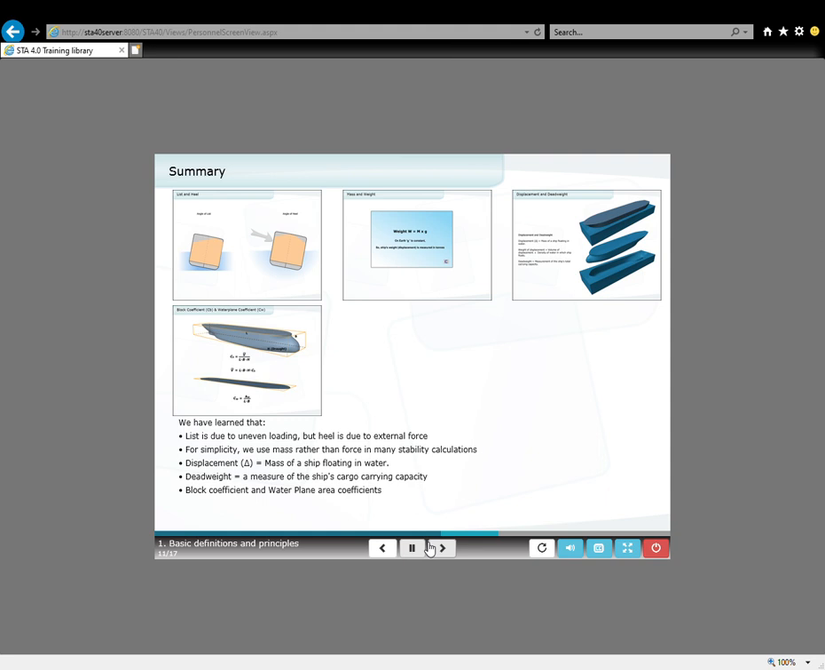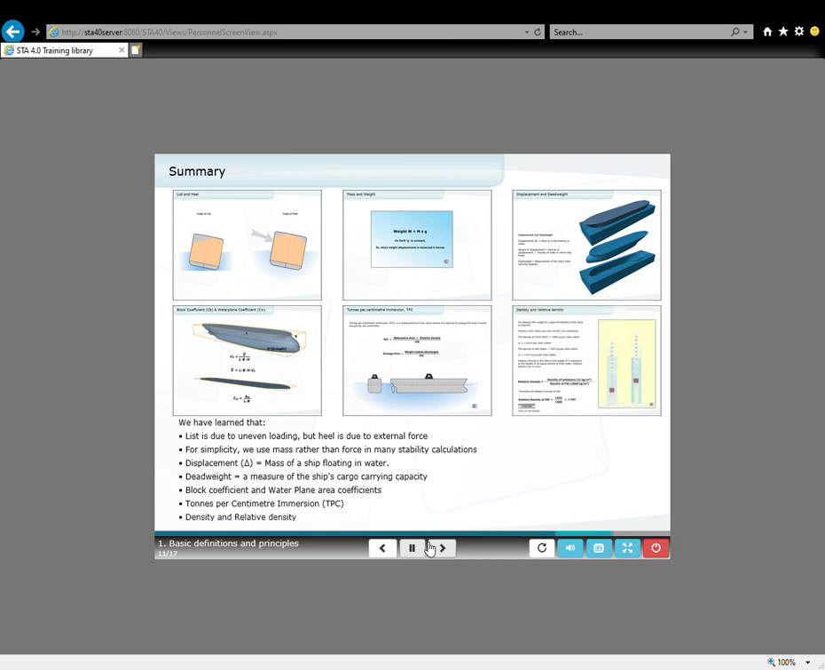The block and water plane area coefficients give a guide to the ship's form and can be used in stability calculations. Tons per centimetre immersion, TPC, is a measurement of how many tons are required to change the ship's overall draft by 1 centimetre. Relative density is the ratio of the density of a substance to that of fresh water.